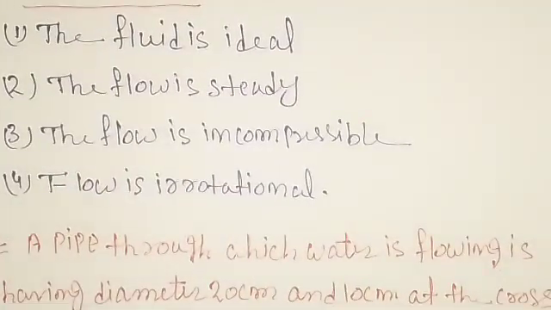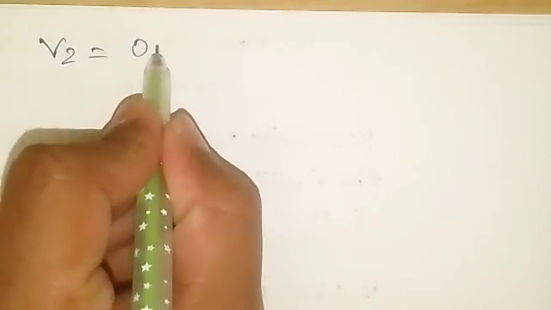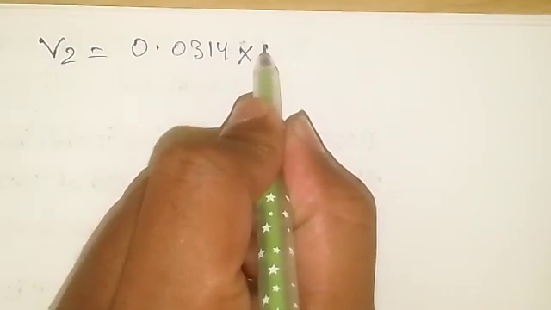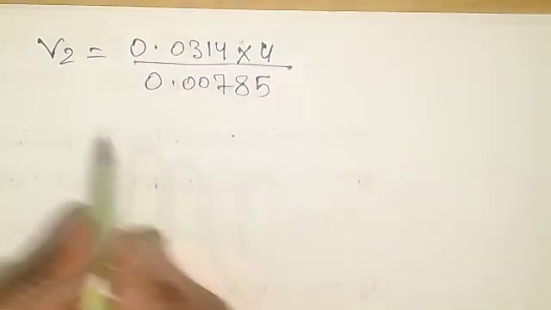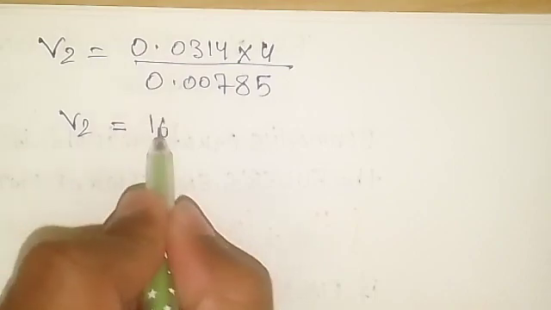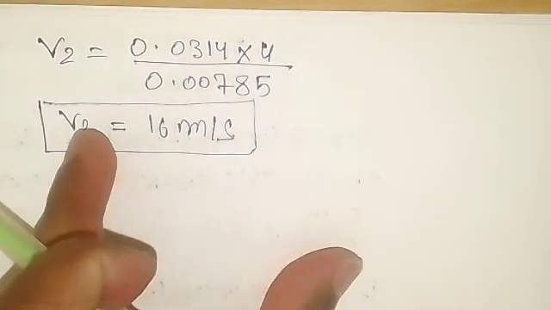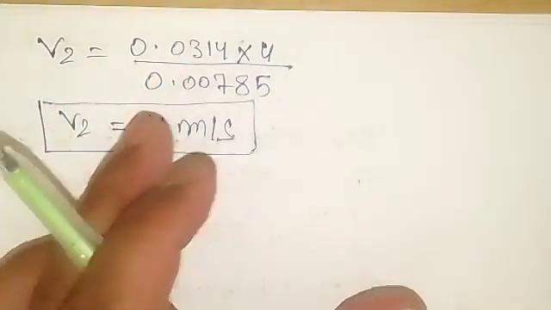So now v2 is equal to a1 v1 by a2. a1 is 0.0314 and v1 is 4 meter per sec, divided by 0.00785. So v2 is equal to 16 meter per second, that is the velocity at section 2. As you can see, the cross-sectional area is very small, so the kinetic energy obviously will be more.